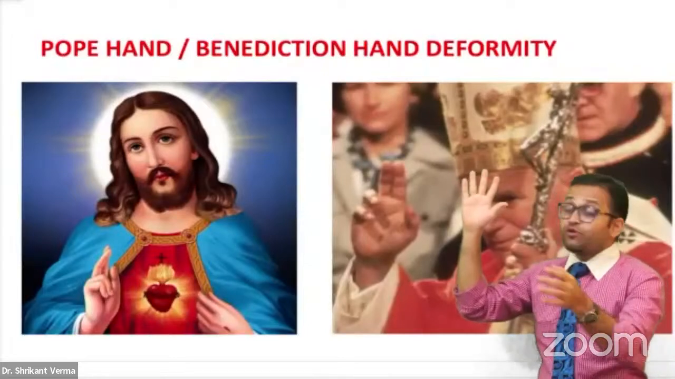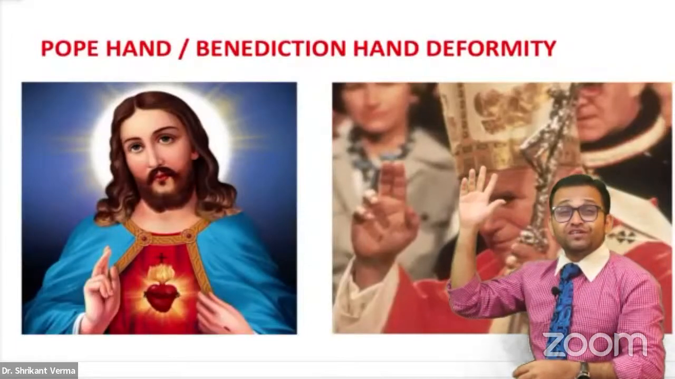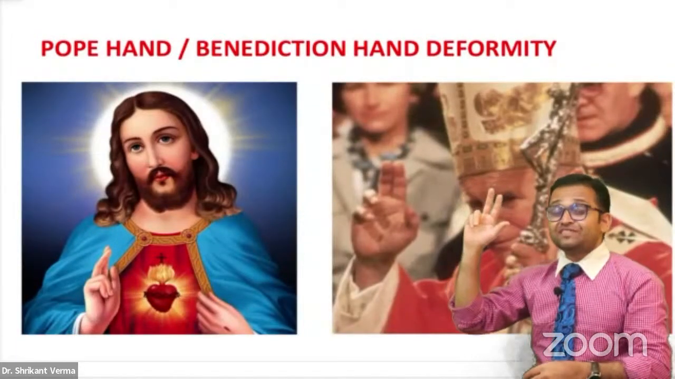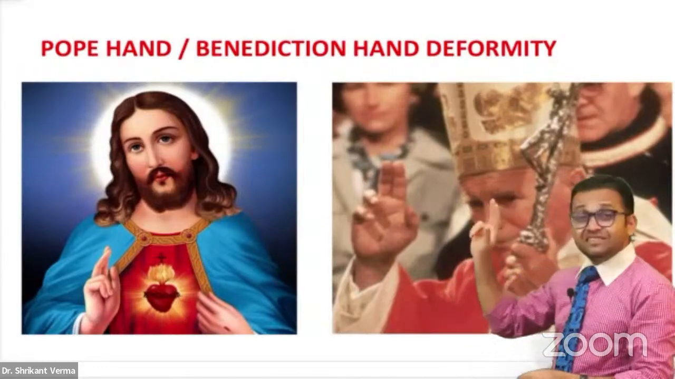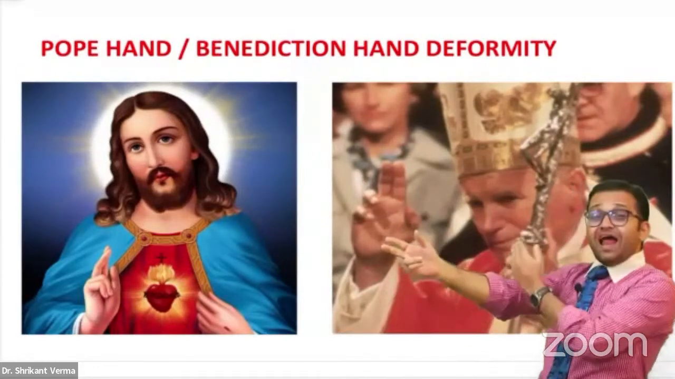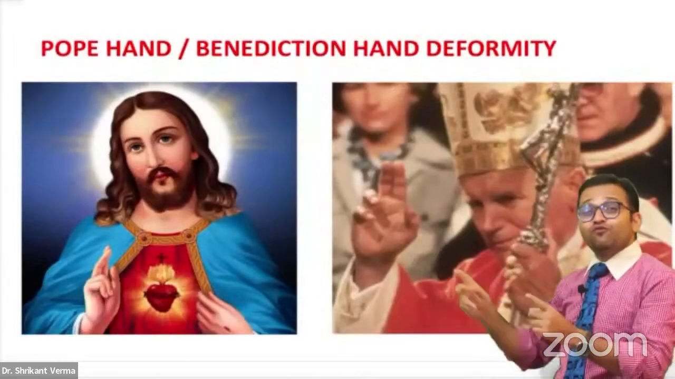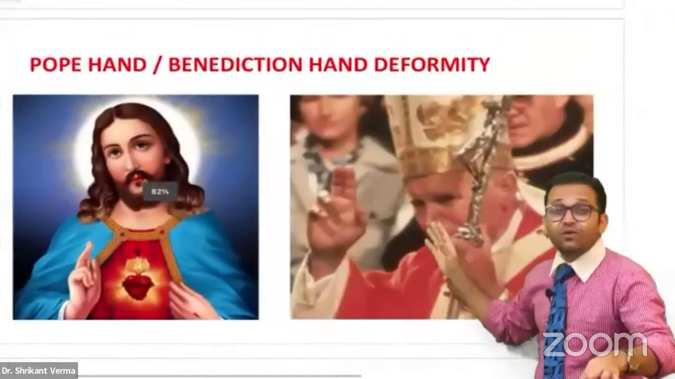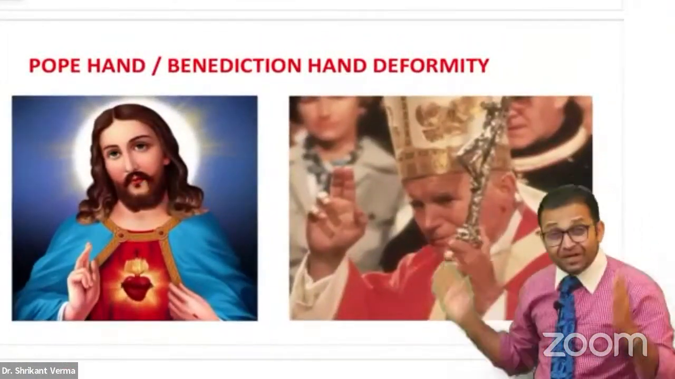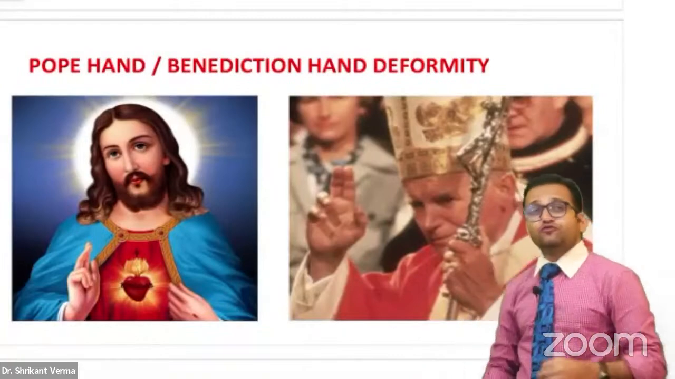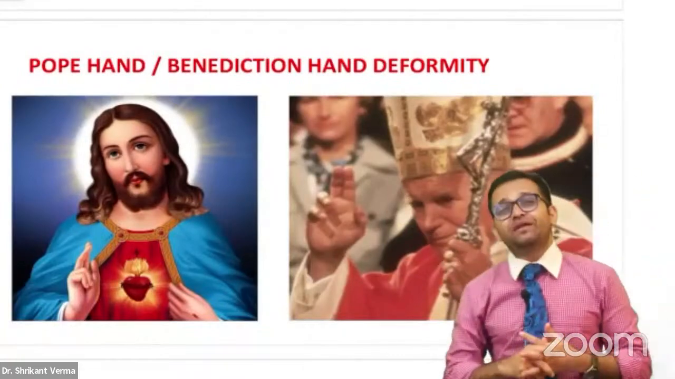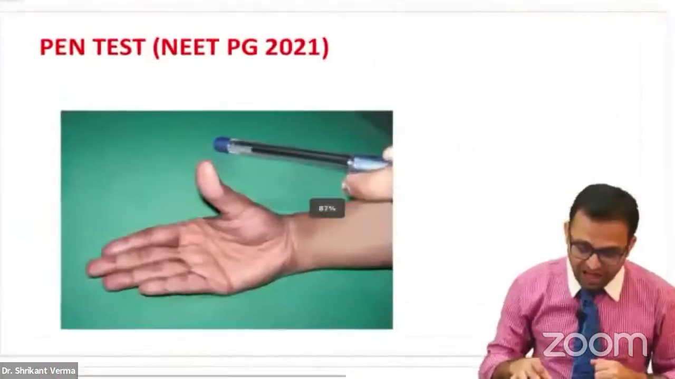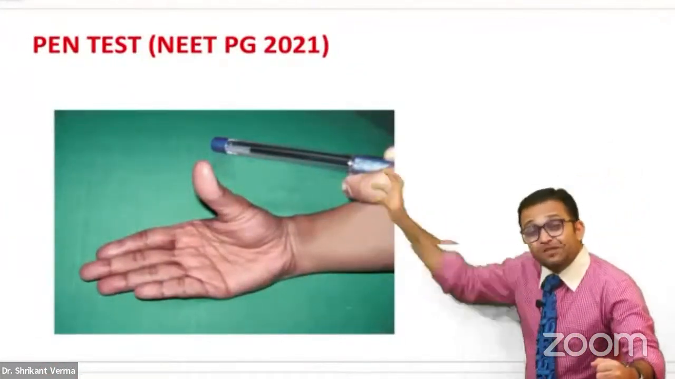So patient will be able to flex the flexor digitorum profundus. So the both fingers will be flexed in this way. So the patient hand will be in such kind of the manner when there is an injury at our cubital fossa. And this position is just like the hand position of our Lord Yeshua Masih, or you can say one Pope Benedict. So this is the median nerve injury at the cubital fossa. This is the Pope hand deformity or benediction hand deformity. Now this is the your MCQ NEET PG 2021.